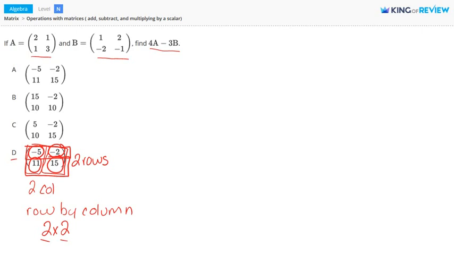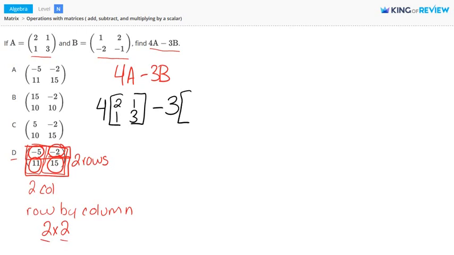So let's look at our problem here. We have 4A minus 3B. So let's set this up. 4 times A. So this is 4 times matrix A. Matrix A is 2 and 1 in the first row, and we have a 1 and 3 in the second row, minus 3B. So minus 3 times matrix B. 1, 2, -2, and -1. These are the entries within matrix B.